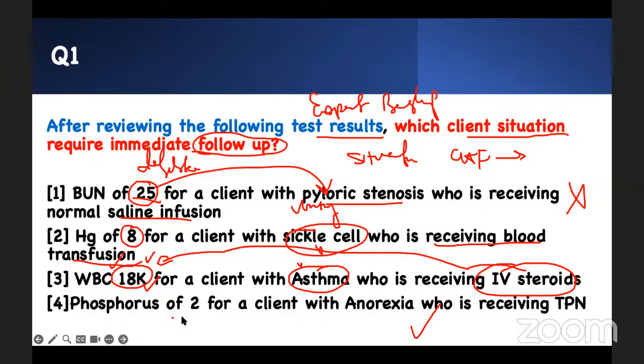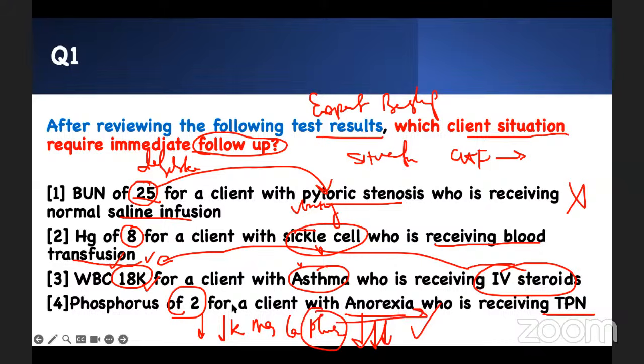Why? Your phosphorus is 2. You are anorexic and receiving TPN. Remember, in an anorexic patient, potassium, magnesium, calcium, and phosphorus are low when they come in. When you start feeding them, they go low, low, low. And you have to watch for their phosphorus. If it's too low, respiratory failure. They go into cardiac arrhythmia, fluid overload. That is refeeding syndrome.